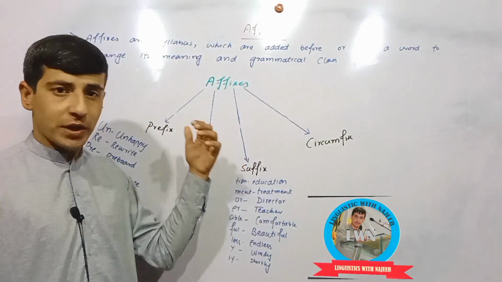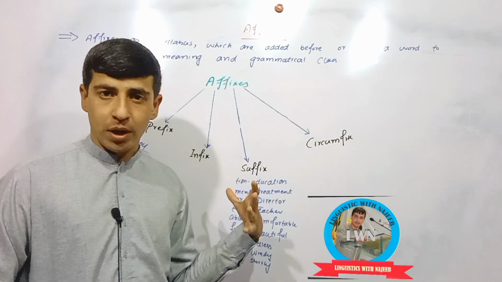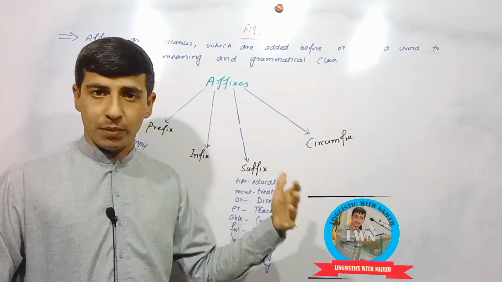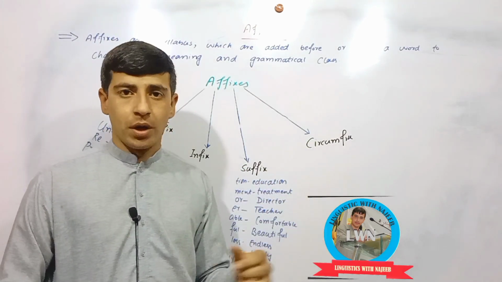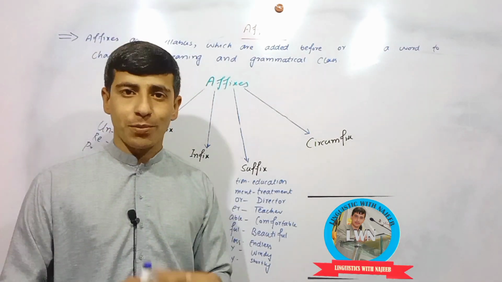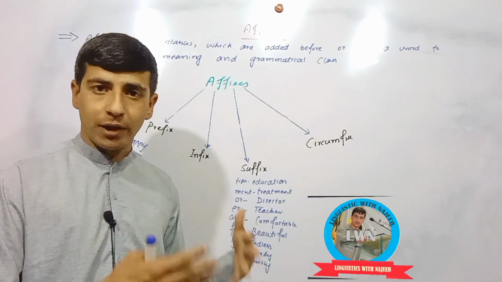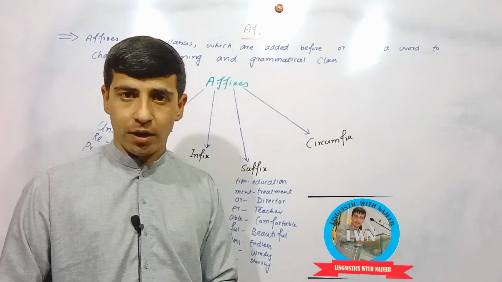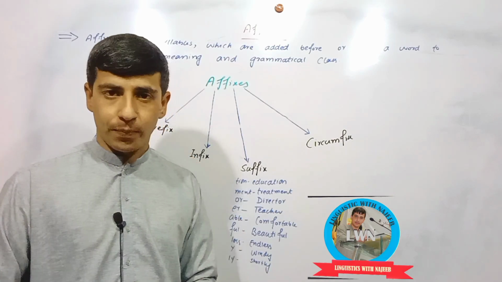The first type is called the prefix. The next type is called the infix. The next type is called the suffix. And the last type is called the circumfix. So first of all, I'd like to discuss the prefix. A prefix is a syllable that is added before a word to change its meaning.